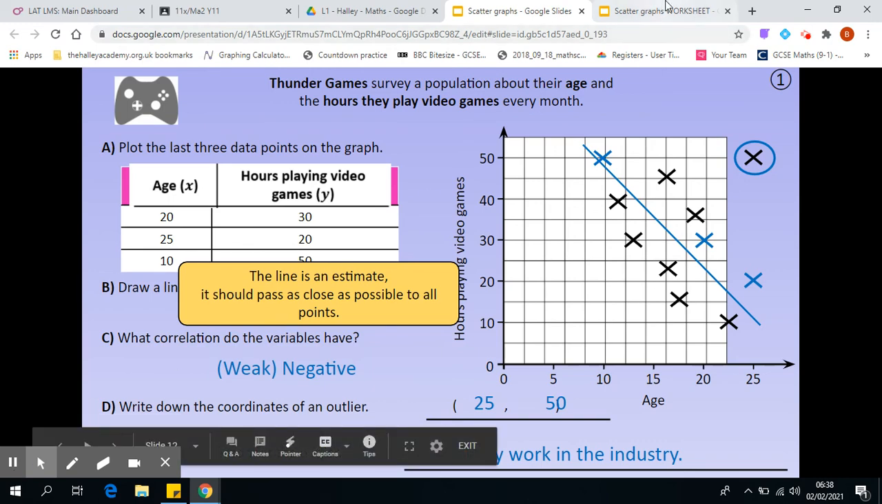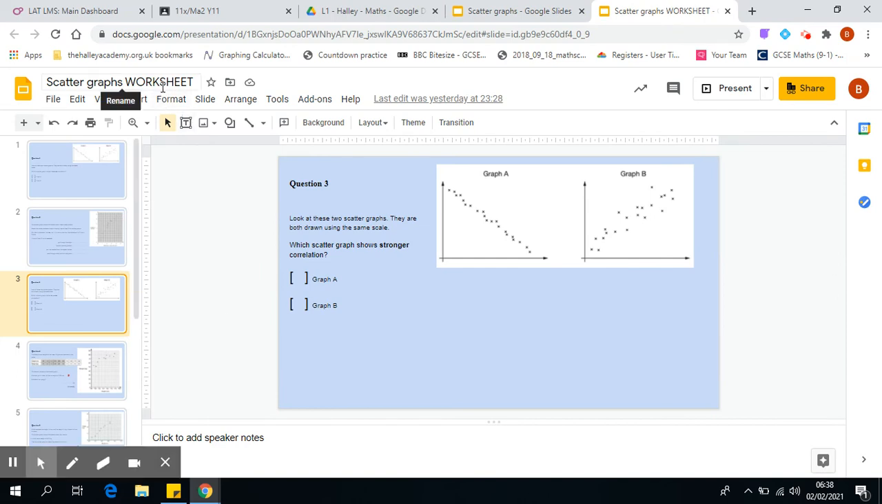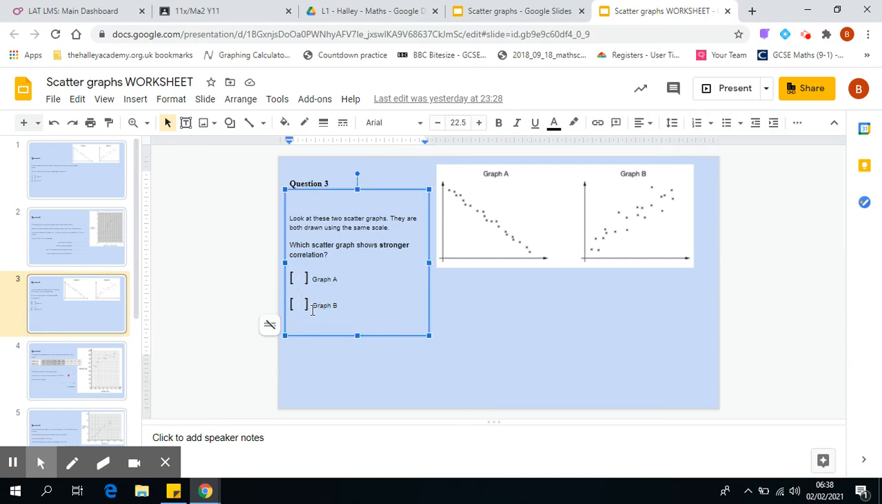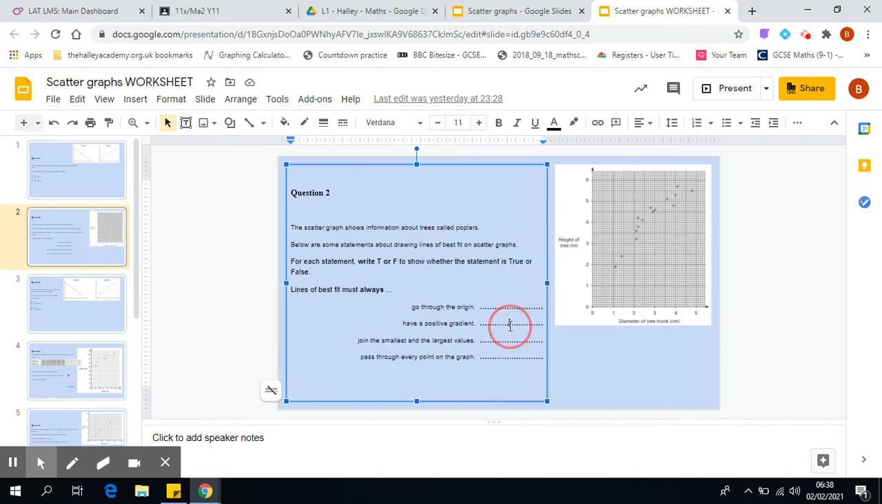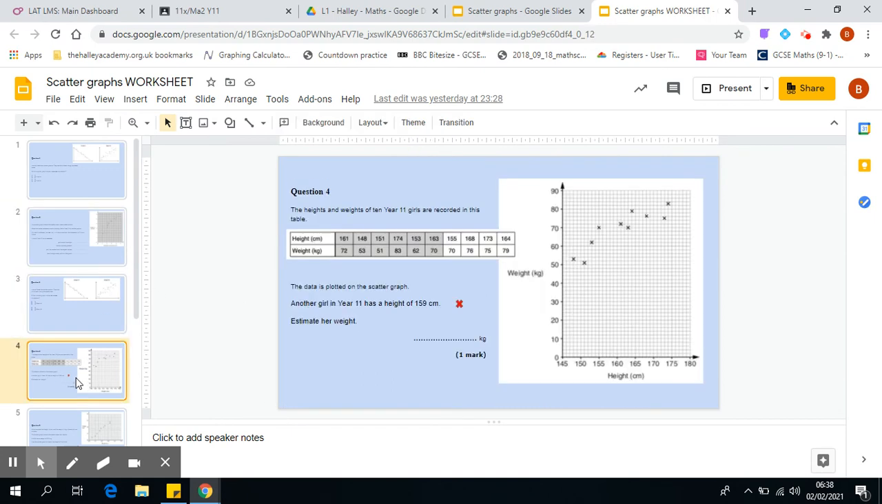Once completed, please open the scattergraph worksheet. You need to type in the answers in the given section. Some of the questions involve plotting the coordinates. For example, question 4. I've left coordinates or crosses in X. You need to drag them and place them in the right place. Once completed, if you want to draw a line of best fit, please select the line tool as shown and you can draw the line of best fit.